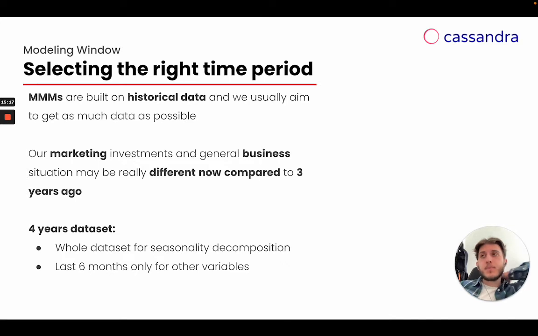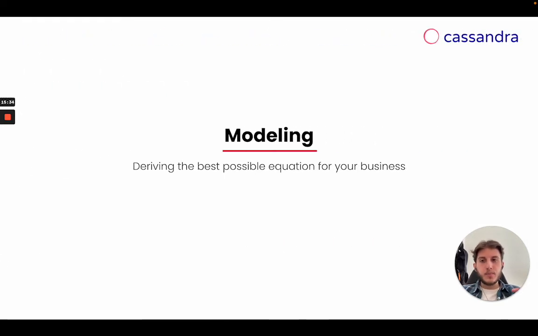And that's basically going to give you a real and clear idea of what your business looks like and what it has been like for the last period, and what you can do to maximize your ROI in the next months or weeks. And once you got everything right in the feature engineering part, you have transformed your media variables, you have done your seasonality decomposition analysis, you have chosen your modeling windows on which you will be modeling, then you will start with the modeling phase, which is basically deriving the best possible equation for your business.